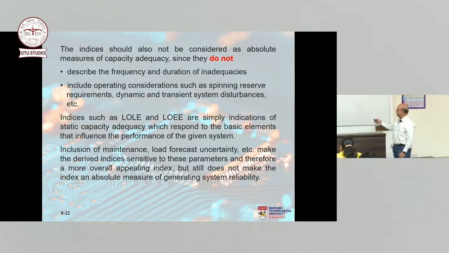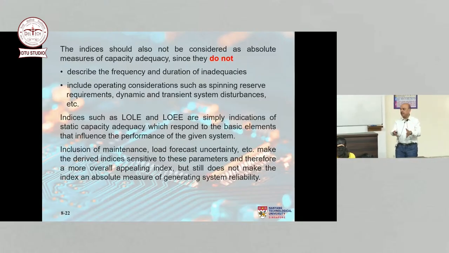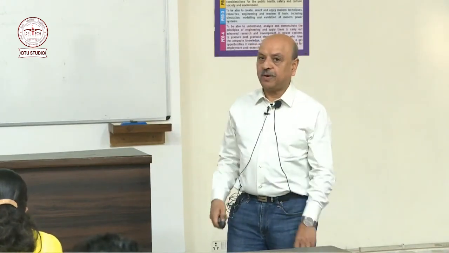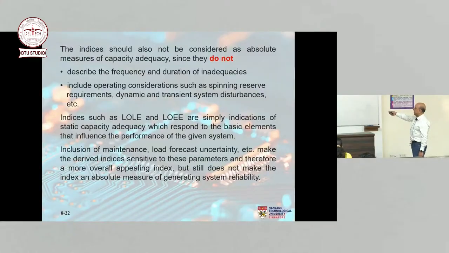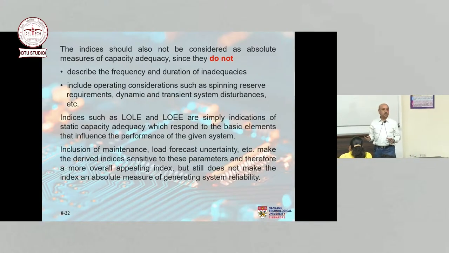However, when we do long-term planning, including maintenance and load forecast uncertainty actually makes the index a little bit more realistic. And we can see the variation of the index. We can vary the parameters. We can do sensitivity studies and try to understand where we want to be in the future, how much we want to invest in the future. So there are advantages of what we have learned, but you must remember that we are still not including everything under the operation of the power system for the calculation of these indices. So this still does not make the index an absolute measure. It's a measure of the performance of the generating system, not the absolute measure, okay?